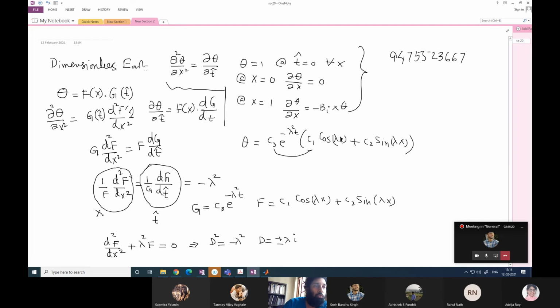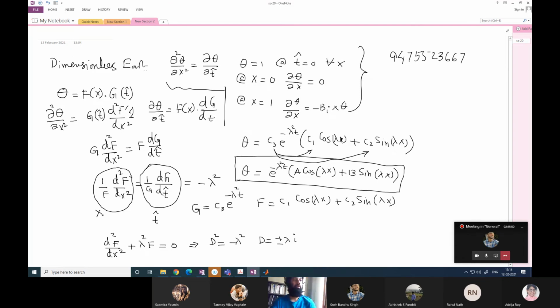So actually these two constants can be merged into A and B. So you can write theta equals to e to the power minus lambda square t, A cos lambda x plus B sin lambda x. So this is our solution. Now we have to get the constants evaluated.